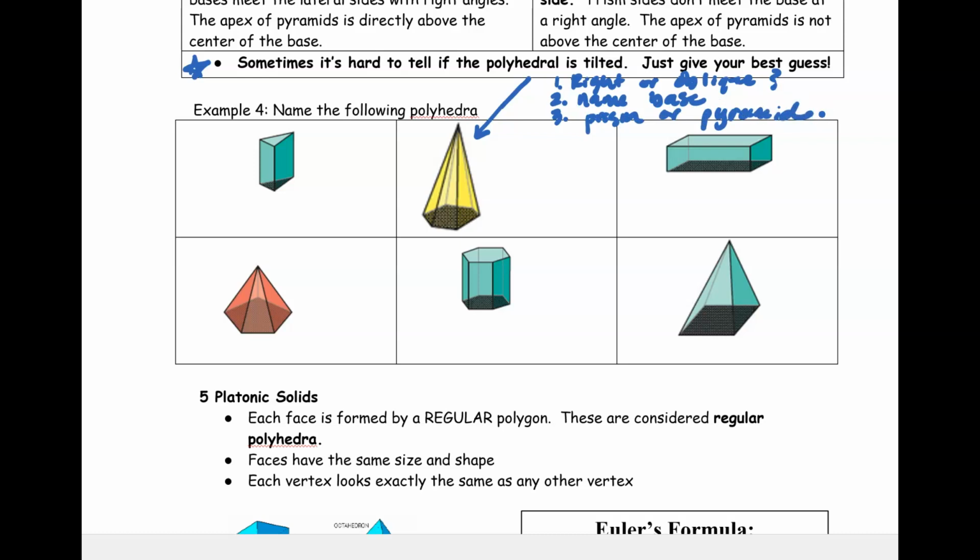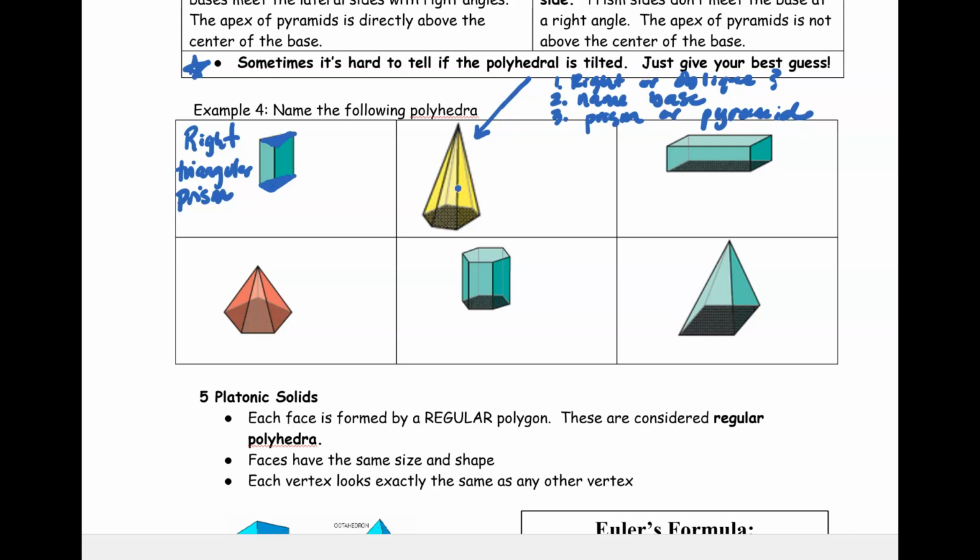So for example, the first one, this looks right to me. It looks like it's standing straight up. So I'm going to say right. And the base is a triangle. So triangular. And remember, the bases always come in pairs. So if you're wondering which two sides are the bases, they're not always necessarily going to be shaded. So look for the shapes that come in pairs, parallel pairs. So right triangular, and this is a prism because there's 2 bases and the one base doesn't go to a point. So right triangular prism. This would be a great place to pause the video and try the other ones on your own.